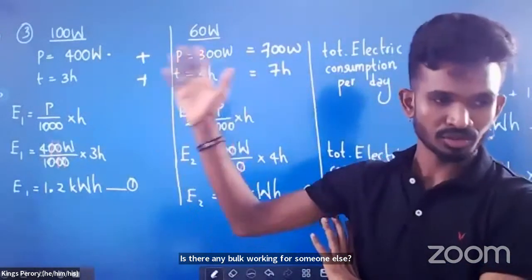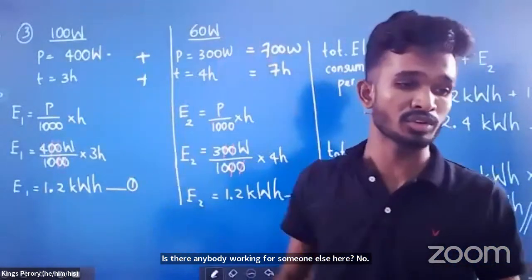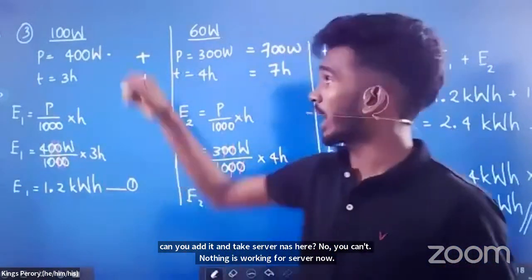Is there any bulb working for 7 hours here? No. So can you add it and take 7 hours here? No, you can't. Nothing is working for 7 hours. At least power you can add. Power is for the device, and you can add and take. Can you add the time and tell?